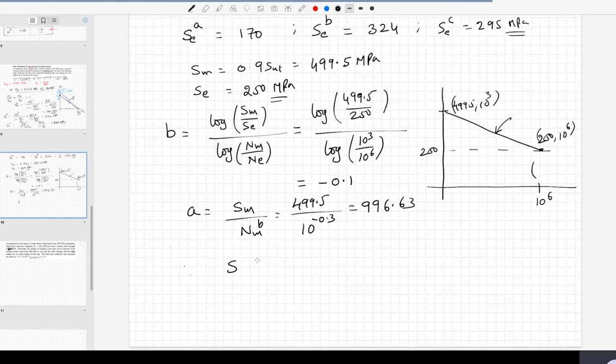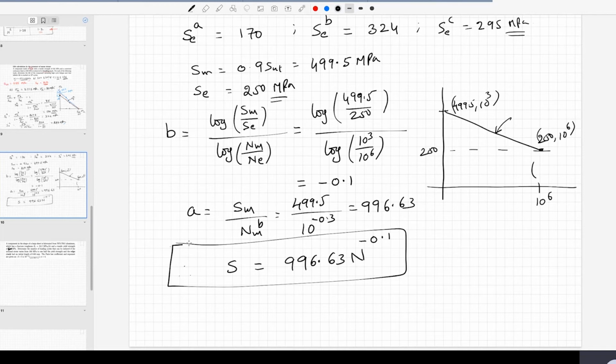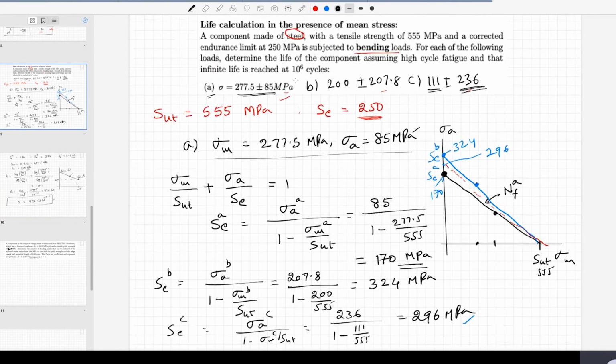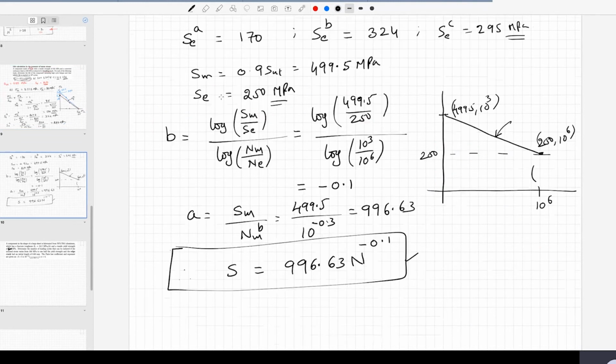Therefore, your S can be written as 996.63 N power minus 0.1. That is your stress life relation for the system. Now, corresponding to this particular loading scenario, what we have written is that failure happens at 170 MPa.